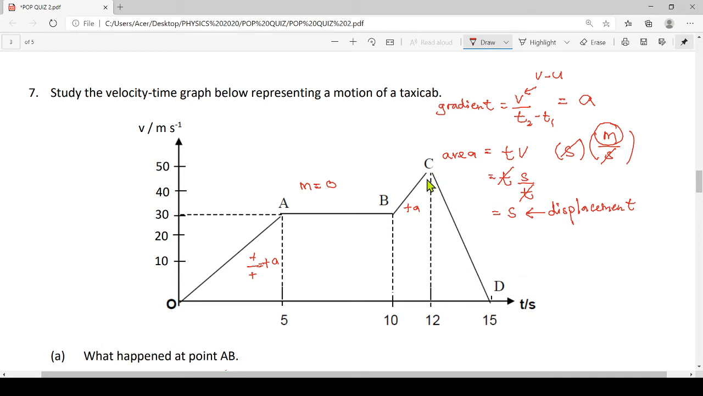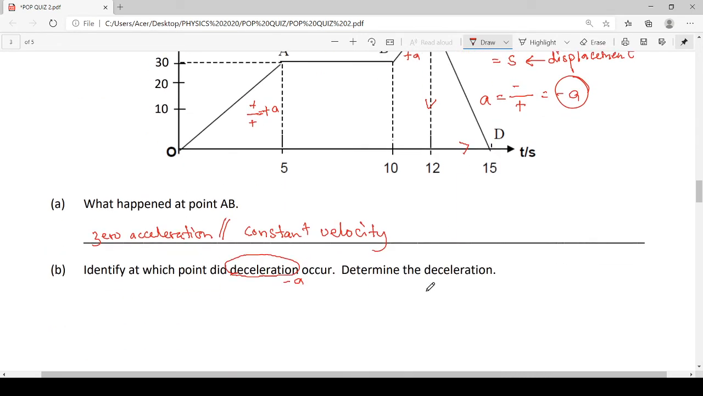What about CD here? So going from C to D, I have to move down and then I go to the right, right? So going down is negative, going to the right is positive, so here is negative. So I have a negative acceleration there. So this is actually deceleration. All right. So which point? So the answer there would be C, D.